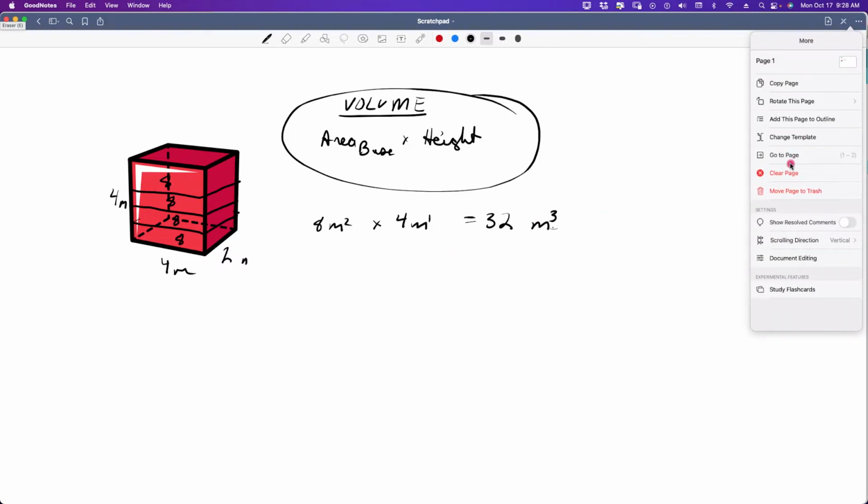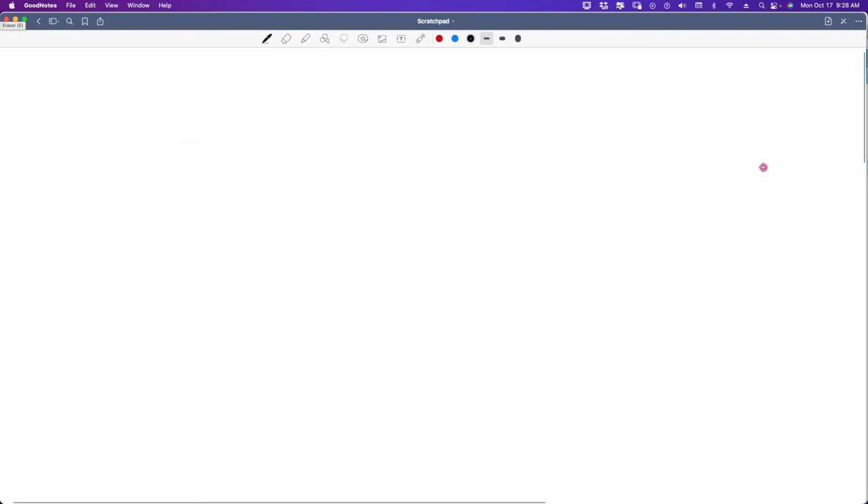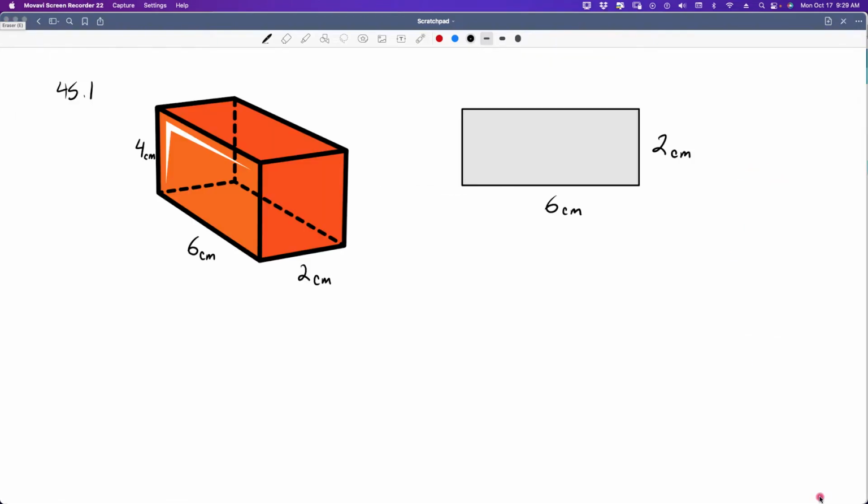So let me clear the page and let's look at a shape. All right, in 45.1, we are given a cube. It's a rectangular cube. And we are given the area of the base illustrated here. Now you can see that duplicated over here. The area of the base is 2 centimeters by 6 centimeters. So we're asked to find the volume. For volume, we find the area of the base times the height.